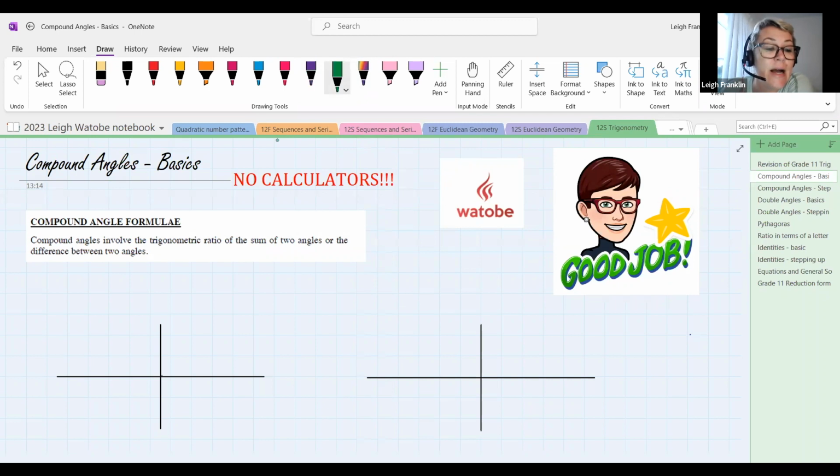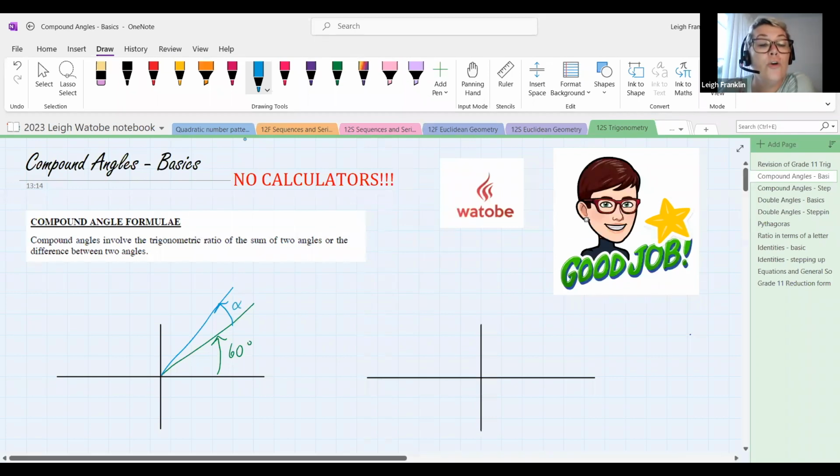Let's say I decided to go 60 degrees in this direction, and then I decided to go another alpha degrees in the same direction. This entire angle could be written as 60 plus alpha or alpha plus 60, it doesn't matter. That's a compound angle. That's what they mean by the sum of two angles.